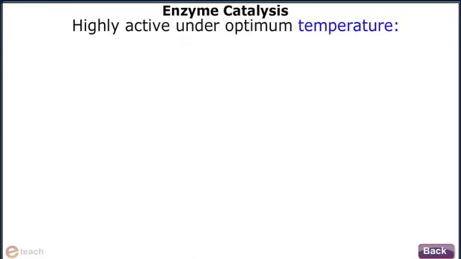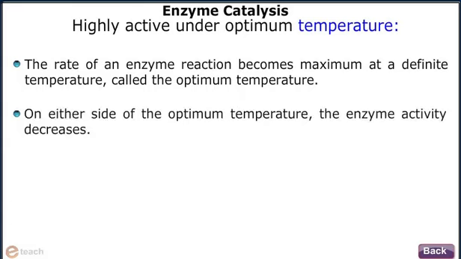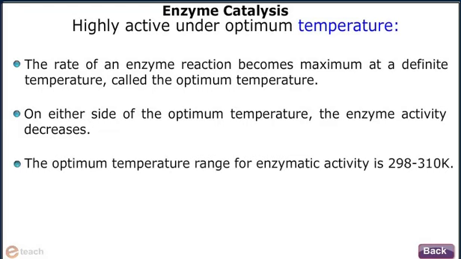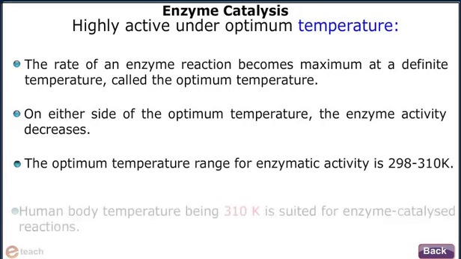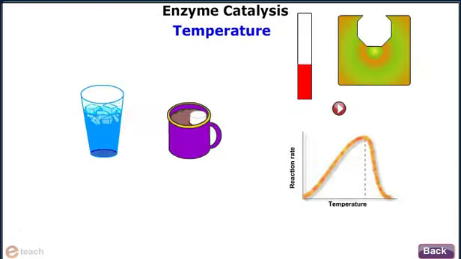Temperature. Highly active under optimum temperature. The rate of an enzyme reaction becomes maximum at a definite temperature, called the optimum temperature. On either side of the optimum temperature, the enzyme activity decreases. The optimum temperature range for enzymatic activity is 298 to 310 Kelvin. Human body temperature being 310 Kelvin is suited for enzyme catalyzed reactions.